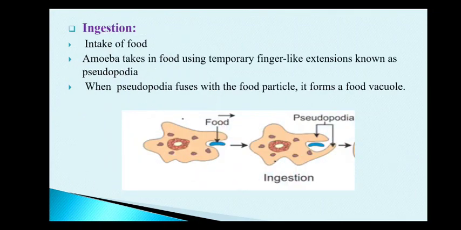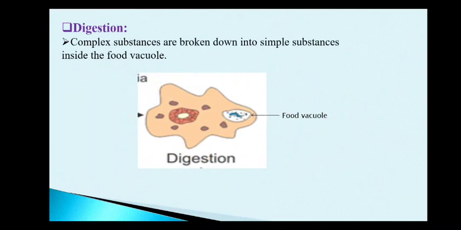First one, ingestion, to intake. It is a process of taking food. So ingestion means intake of food. Amoeba takes in food using temporary finger-like extensions known as pseudopodia. Here you can see the pseudopodia. When the pseudopodia fuse with the food particle, it forms the food vacuole. In the next slide you will see the food vacuole. See here the food vacuole. Food vacuole is formed.